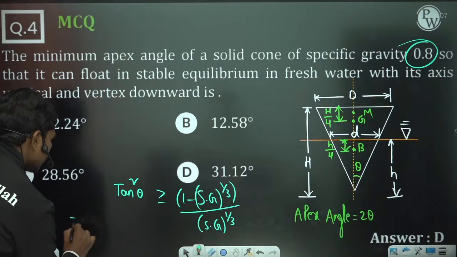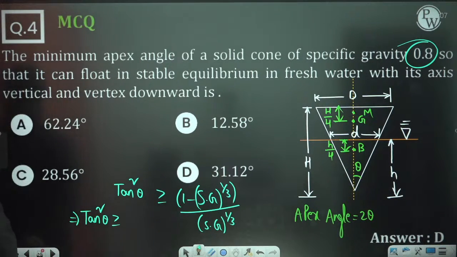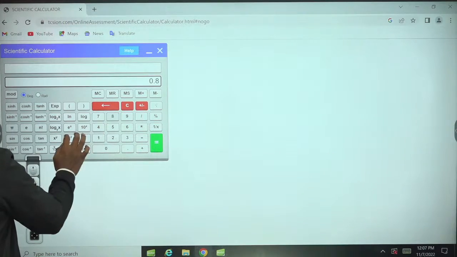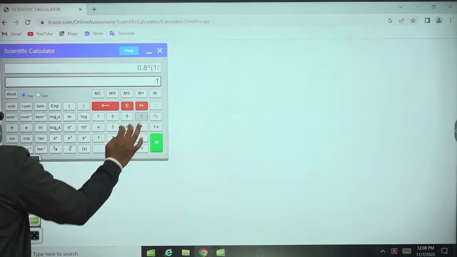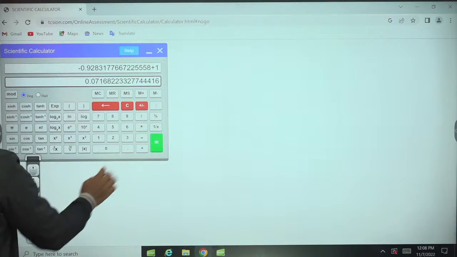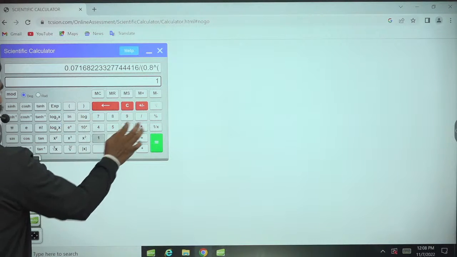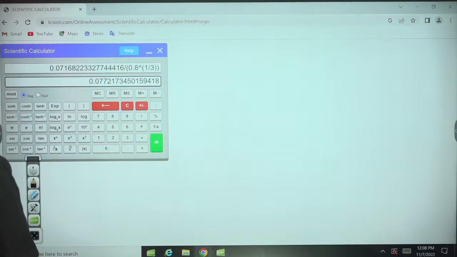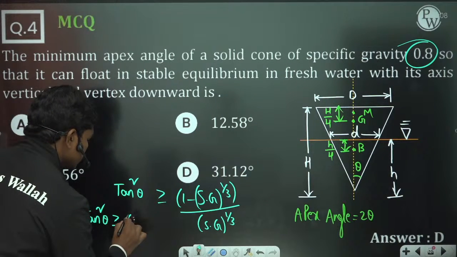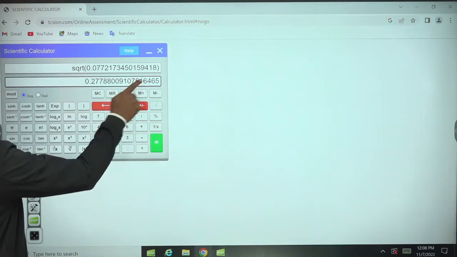So tan square theta is greater than or equal to how much? If you simplify, 0.8 whole power 1 by 3 is this value, which has to be subtracted from 1, divided by specific gravity whole power 1 by 3 again. Simplifying, this is the tan square theta value, 0.077. So what is tan theta from this? If you take the square root, this is the value of tan theta.